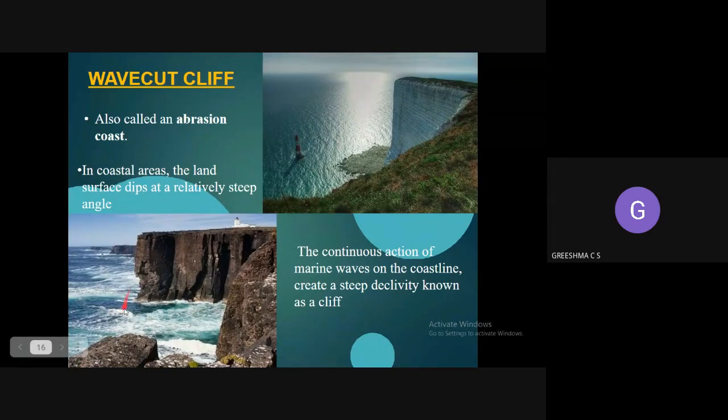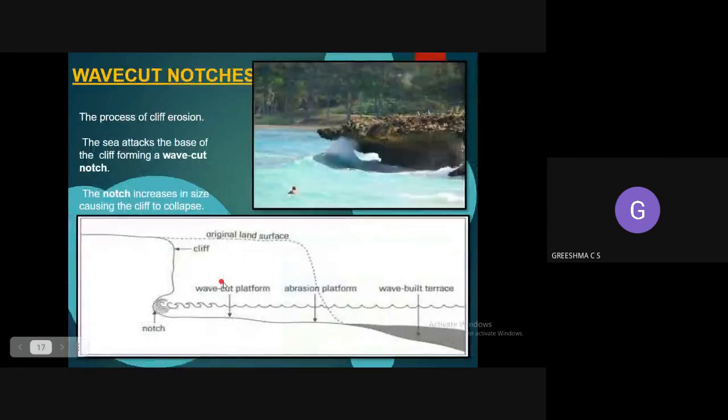Remaining time, what is happening? The whole remaining time, the wave will be striking the bottom portion. See this. There is a striking bottom portion. And what happened? This bottom portion of this cliff will be eroded. Okay, the bottom portion of this cliff will get eroded and it will lead to a formation like this. You can see here notches.